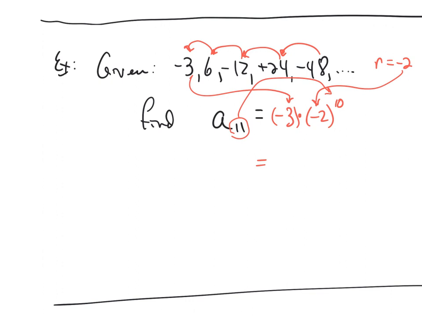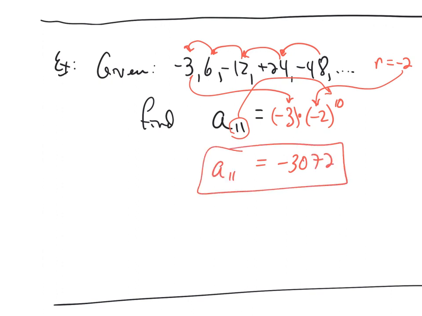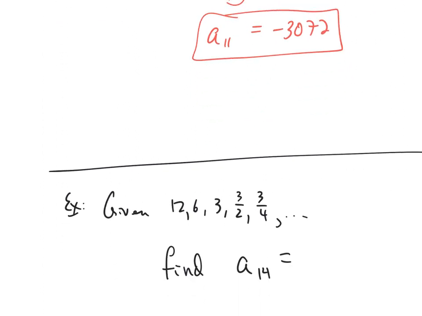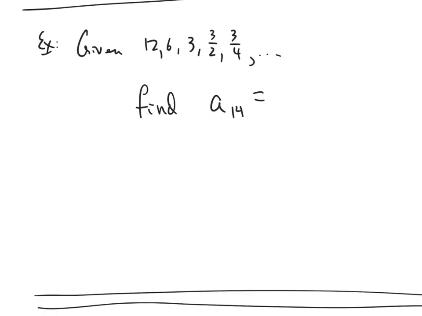Remember, do the exponent first, so -2 to the 10th power is 1,024, and then multiply by -3, so we'll get -3,072. So the 11th term would be -3,072. All right, and I've got one more of those, one more example. Feel free, as always, pause the video if it's going too fast for anybody.